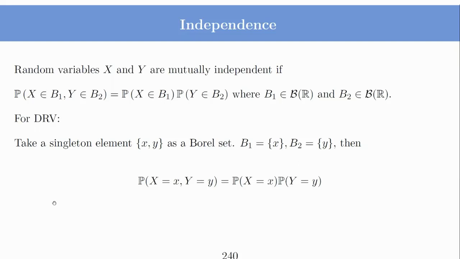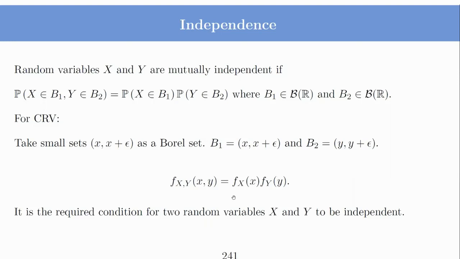So this is also a sufficient condition for the random variables: if you can show that for every possible value of x and y, the joint PMF of X, Y is equal to the product of the individual PMFs at x and y, then X and Y would be independent. This is a result for discrete random variables.